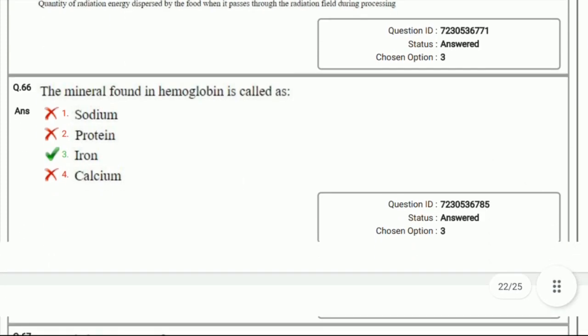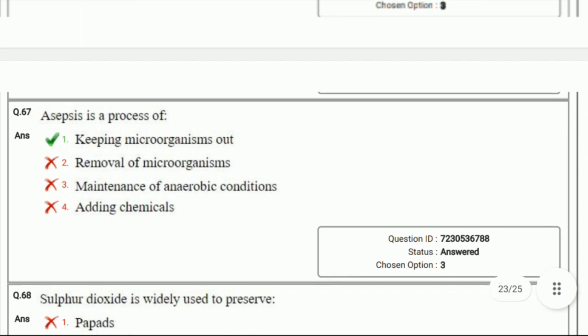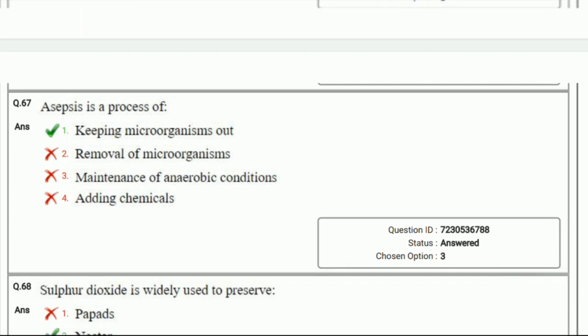Next question, the mineral found in hemoglobin is called, so the answer is iron. The name itself suggests it: hemoglobin, heme, that is iron. Next question, asepsis is a process of keeping out the microorganisms from the environment. So asepsis packaging means we are packing the food in an environment which is free from microorganisms. We are keeping the microorganisms out of that particular environment.